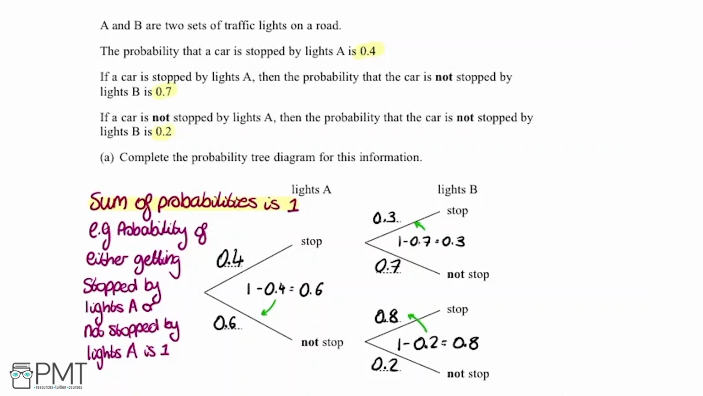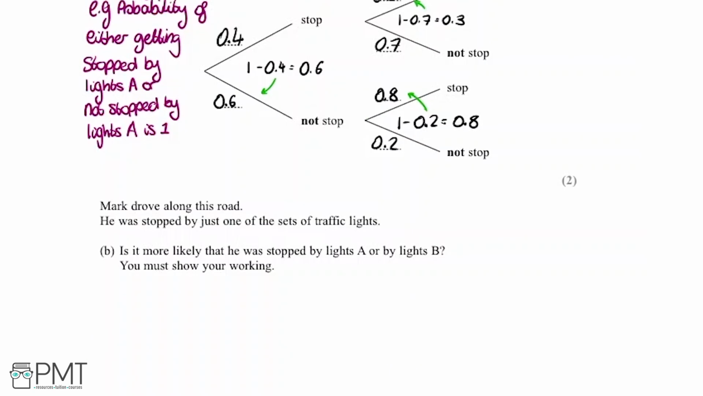Fab, so we're all done with part A. We get 1 mark for correctly putting all the answers in for light A, and 1 mark for correctly putting all the answers in for lights B. So now moving on to the next part.